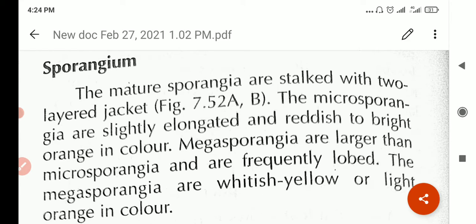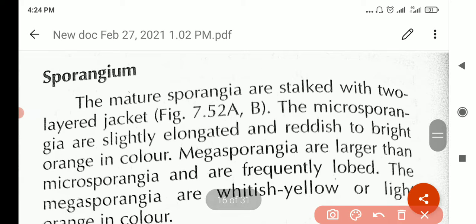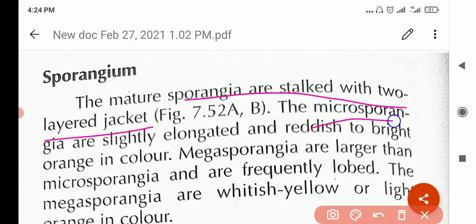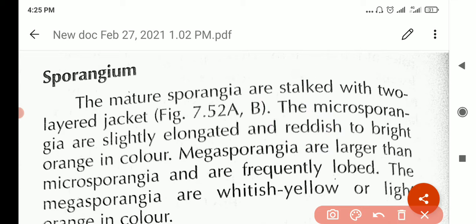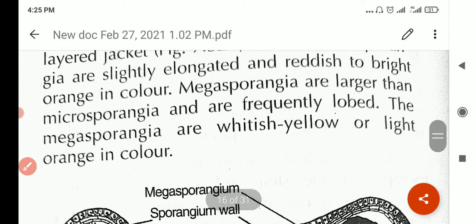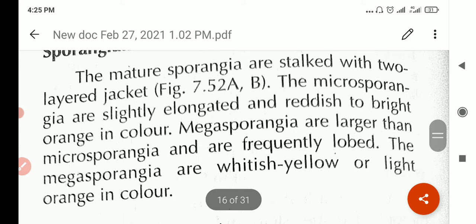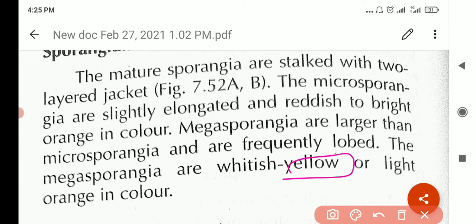The mature sporangia have a stalk and a two-layered jacket. The microsporangia are slightly elongated and reddish to bright orange in color, and the megasporangia are larger and lobed, like a lobe like this. The megasporangia are whitish yellow or orange in color. So you have to remember: yellow or orange is the big one, and the small one is red to bright orange. The deep colored one is the small one, micro, and the lighter yellow one is the big one, the megasporangia.